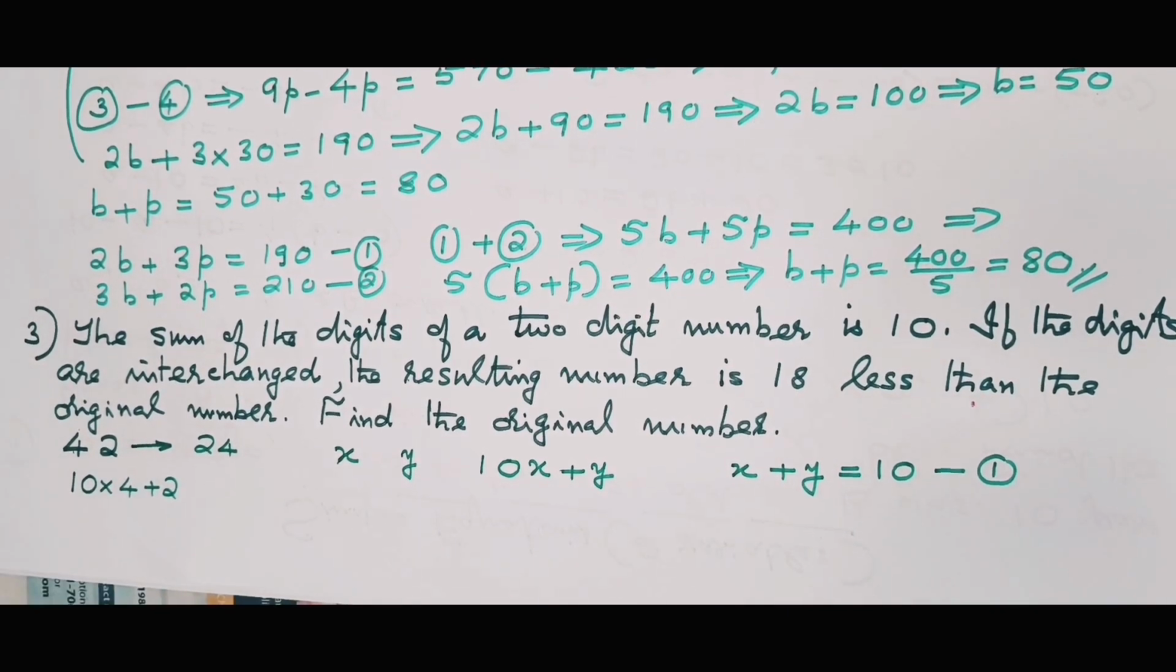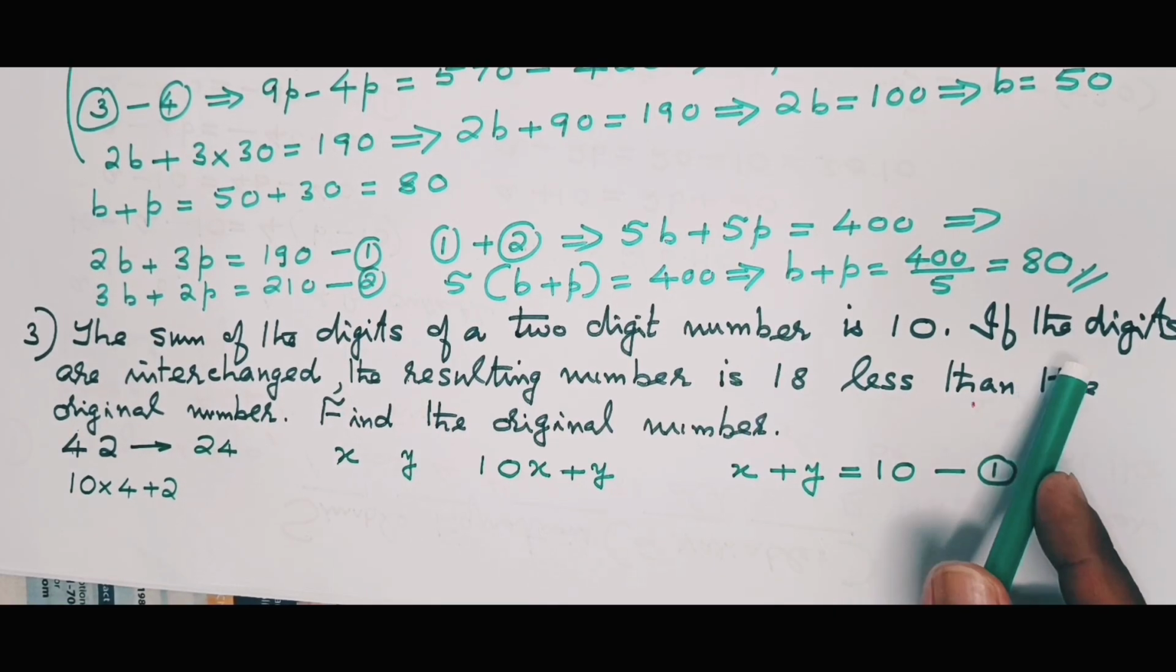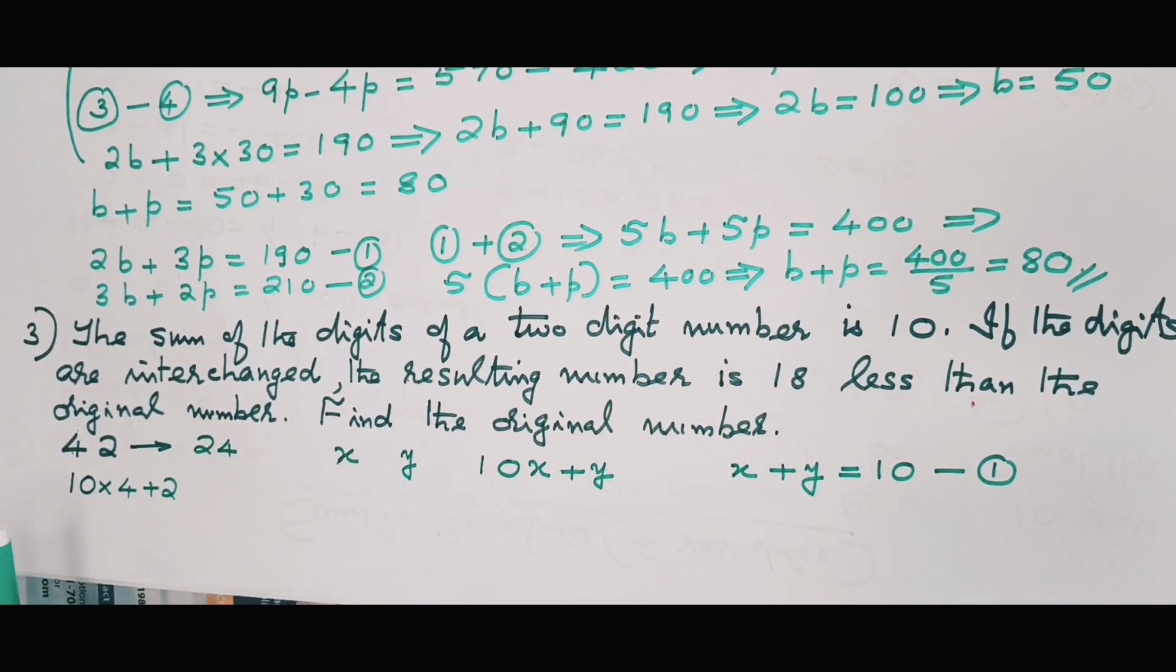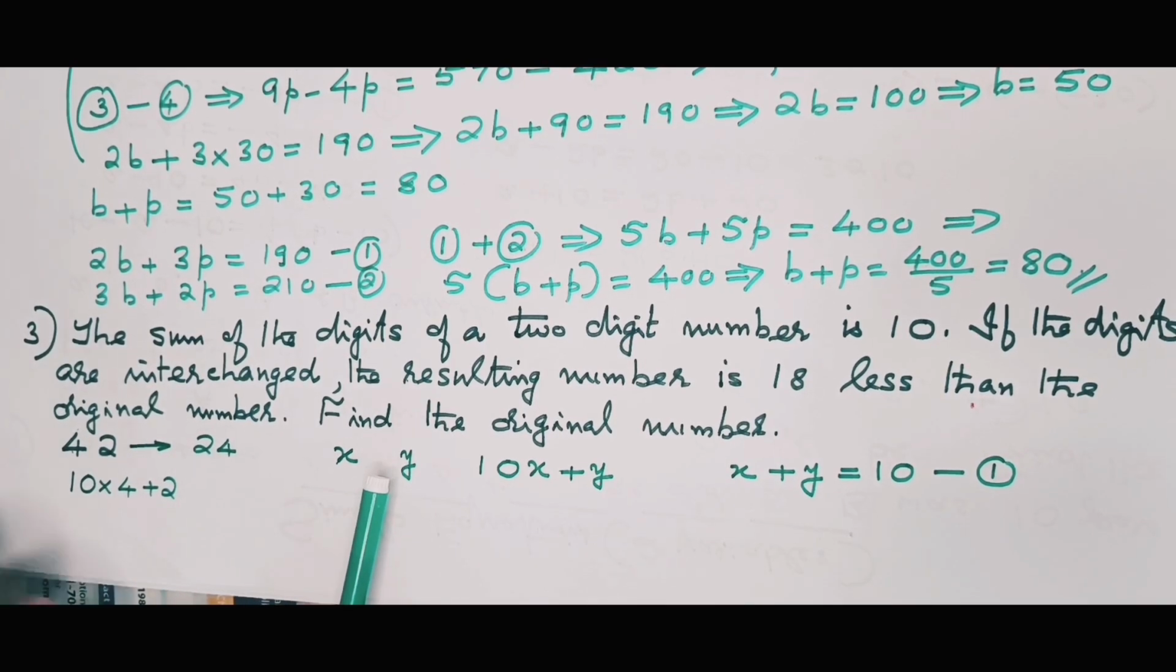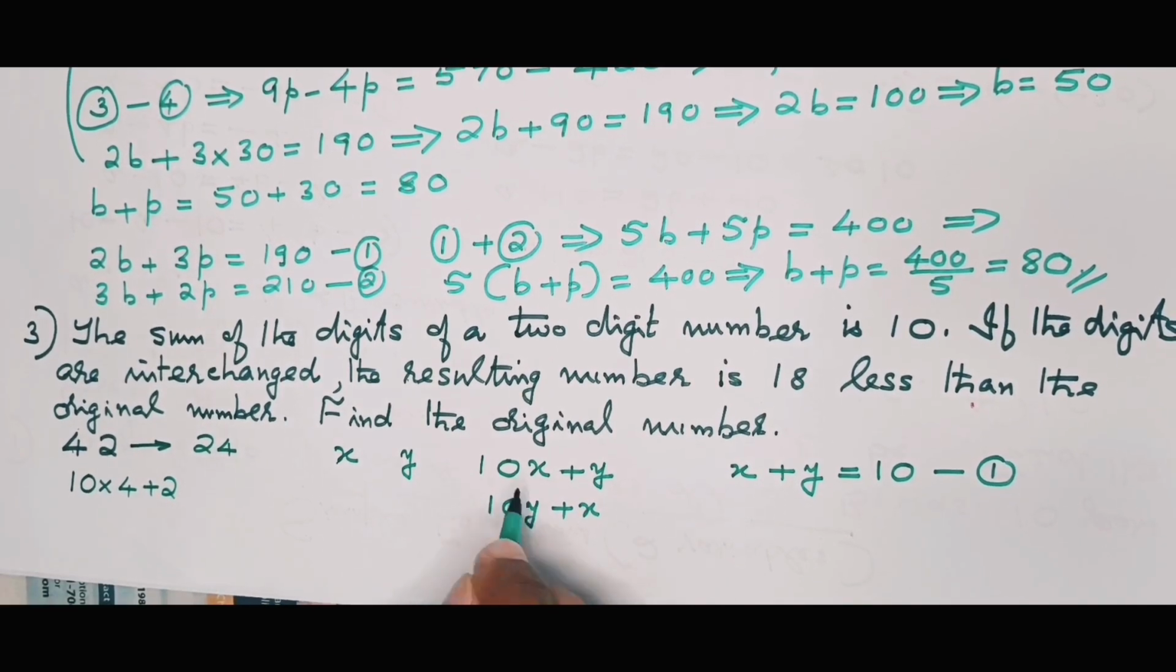Now we need one more equation, for which there is something else given in the problem, which says if the digits are interchanged. When you know the digits, as in this numerical example, 4 and 2, this is the number you get by interchanging the digits. In the same way, y will go here and x will take the place of y, and the number will be 10y plus x. This is the number you get by interchanging the digits of the original number.